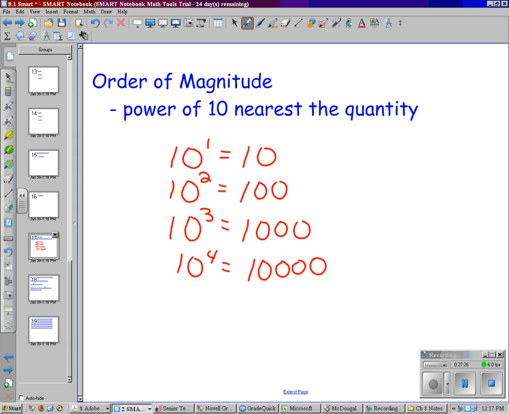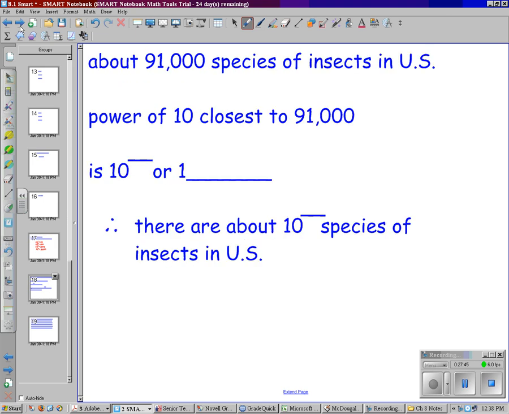So when I'm looking at powers of 10, 10 to the first power is 10. 10 to the second power is 100. So how many zeros get put there? Well, what we are looking at is putting a number and finding the closest power of 10 that it is. For example, I have 91,000 species of insects in the United States. What power of 10 is closest to 91,000? So I'm thinking about 10 to the first power, 10 to the second, 10 to the third, 10 to the fourth, 10 to the fifth, 10 to the sixth.